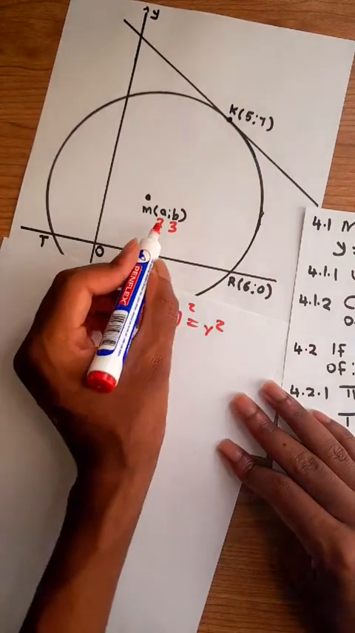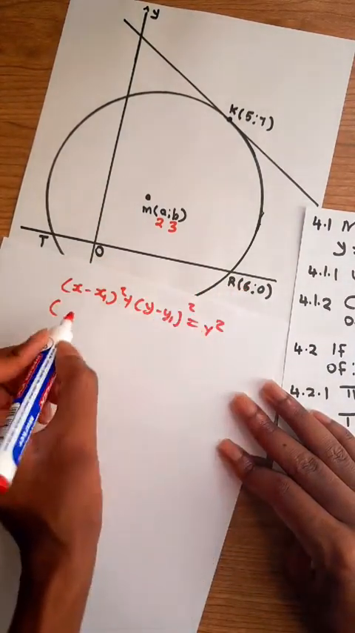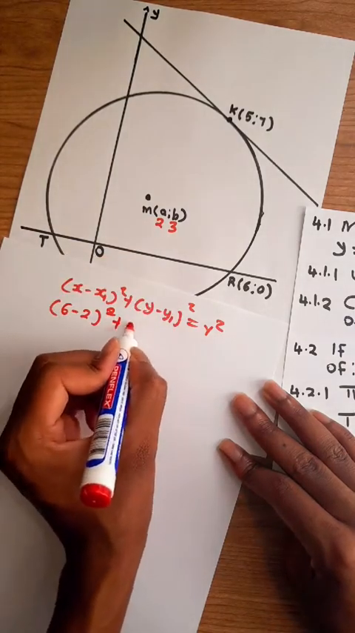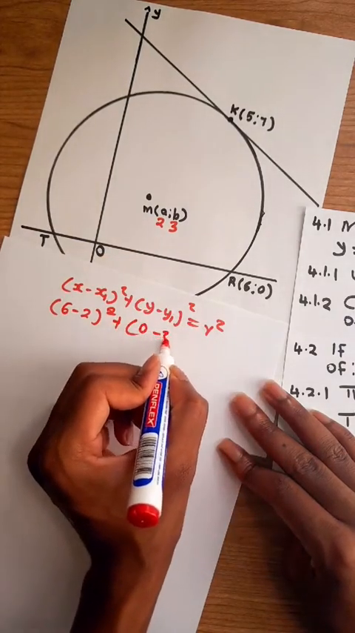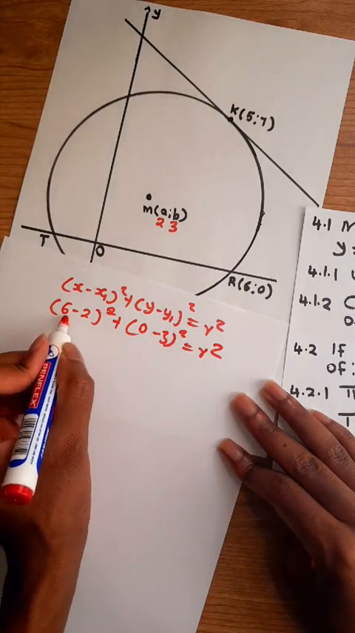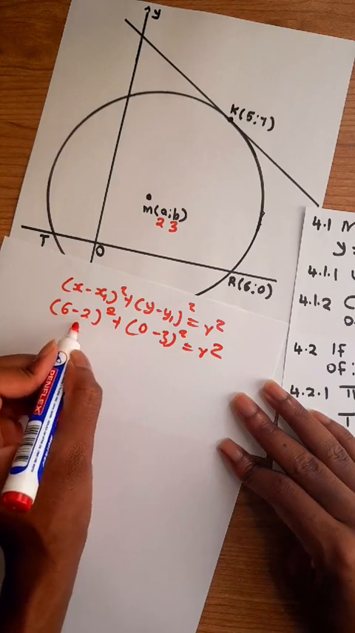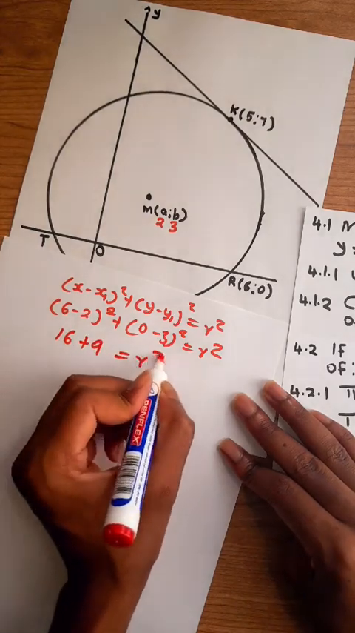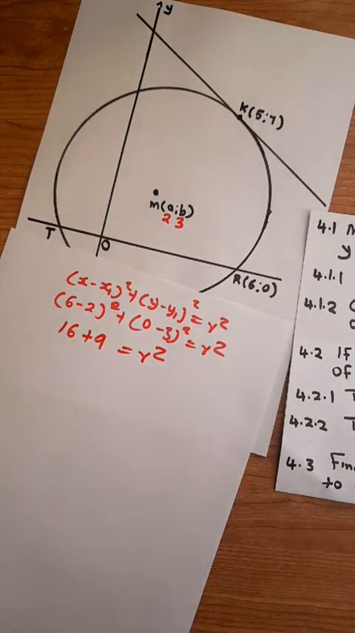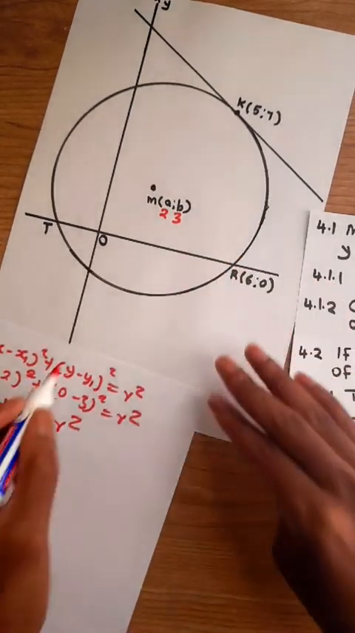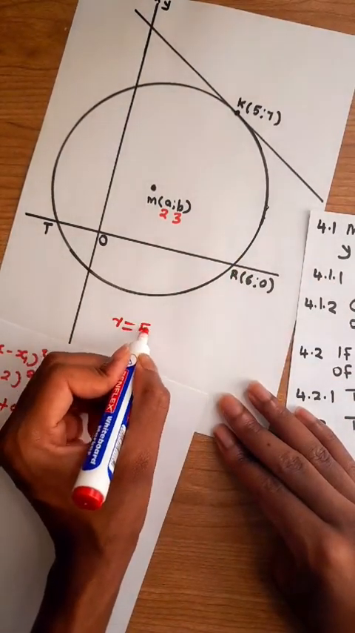So I'm going to have 6 minus 2, and then I'm going to square it, plus y of 0 minus 3 squared, and that equals r squared. So this is going to be 6 minus 2, that's going to be 4, and then 4 squared is 16. This is going to be plus 9, that actually equals r squared. So what is 16 plus 9? It is 25. The root of 25 is just going to be 5. So it means that my radius is actually 5. So I come here and say, hey, I know that my radius is 5.